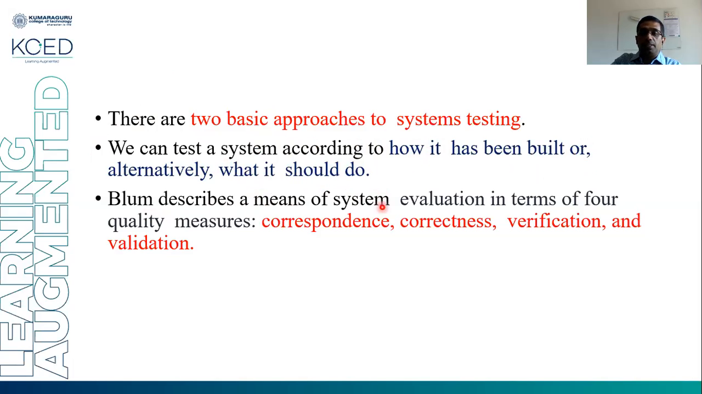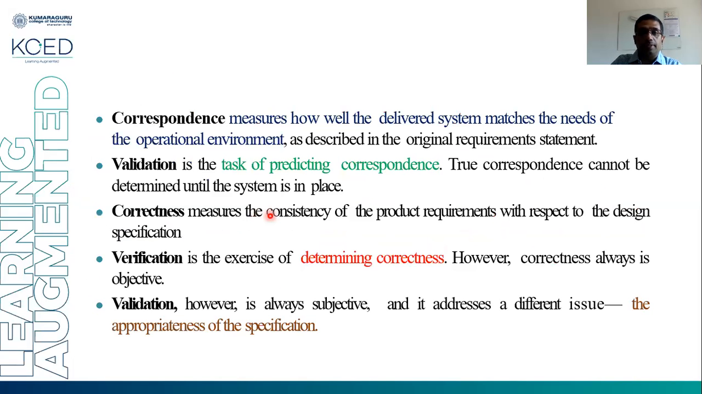Boehm described a means of system evaluation in terms of 4 quality measures: correspondence, correctness, verification, and validation. So these 4 quality measures are used to evaluate the software. First one is correspondence. Correspondence measures how well the delivered system matches the need of the operation environment as described in the original requirement statement. The validation means the task of predicting the correspondence. True correspondence cannot be determined until the system is in place.